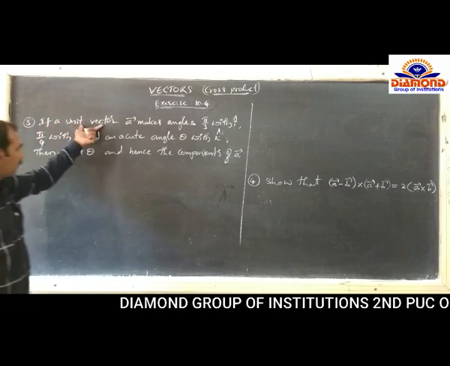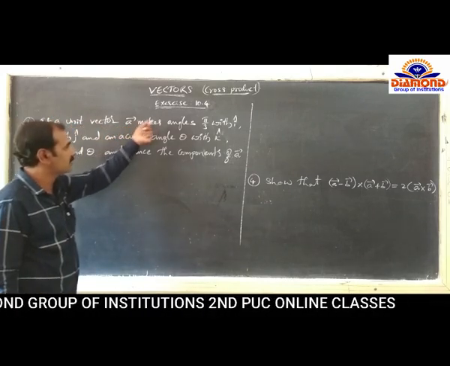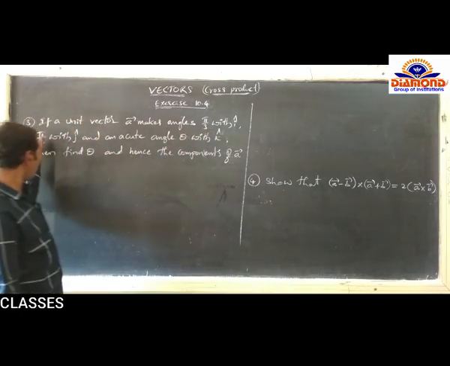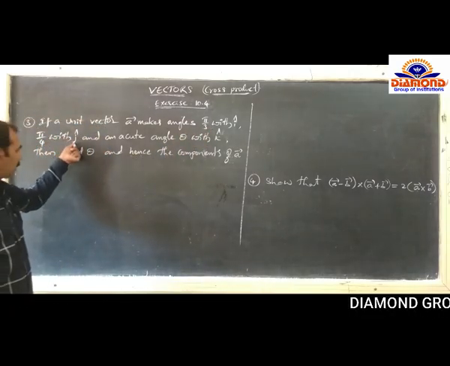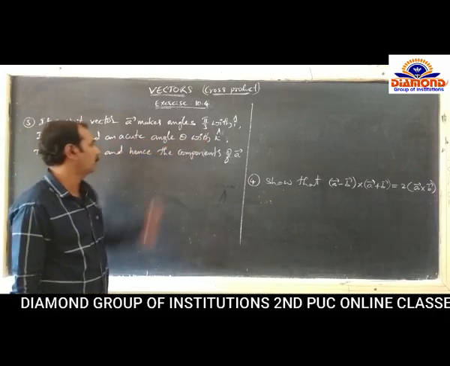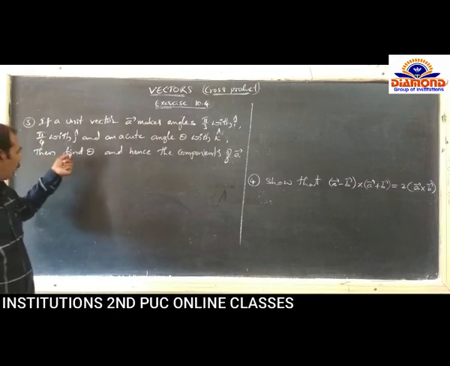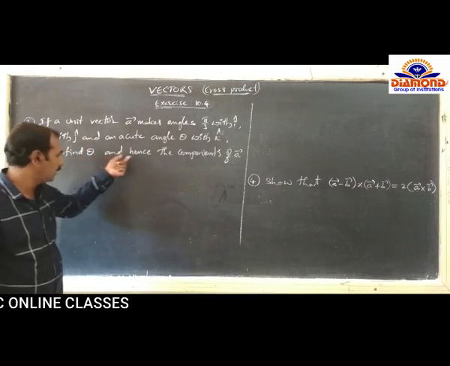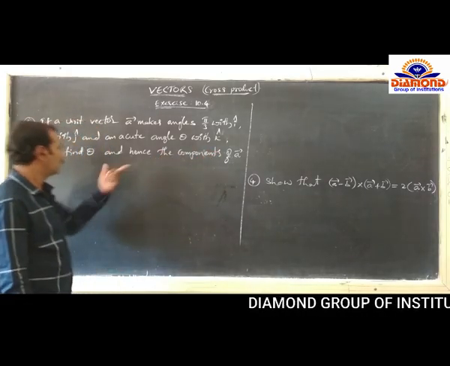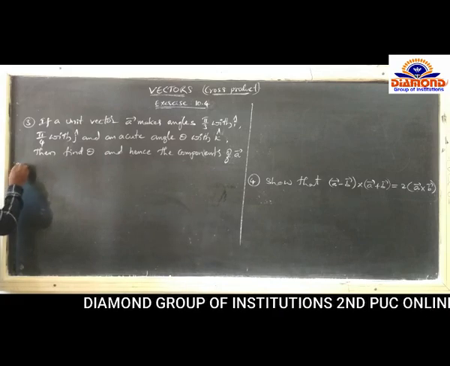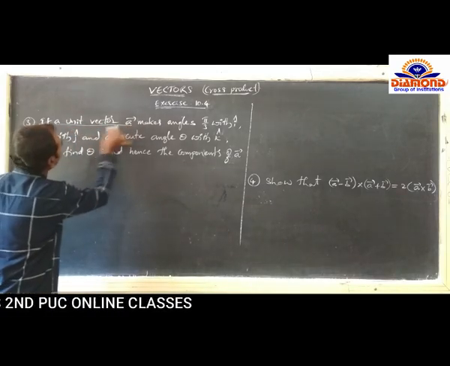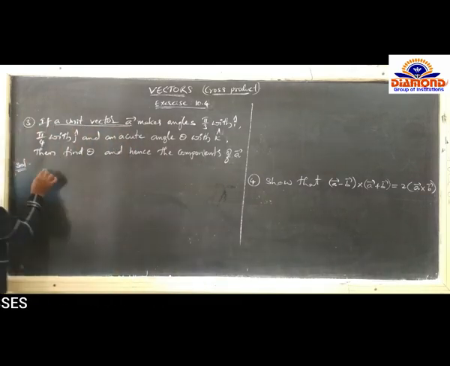If a unit vector a bar makes angles pi by 3 with i cap, pi by 4 with j cap, and an acute angle theta with k cap, then find theta and hence the components of a bar. So, a simple problem. Solution: first, a unit vector a bar.